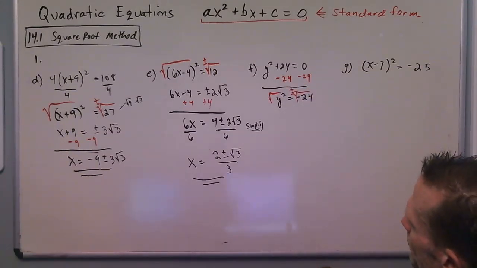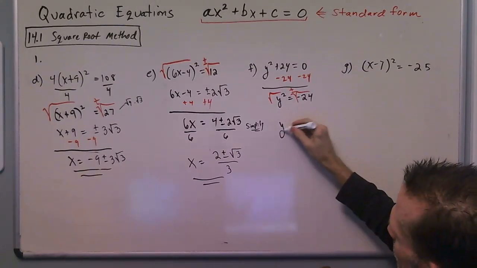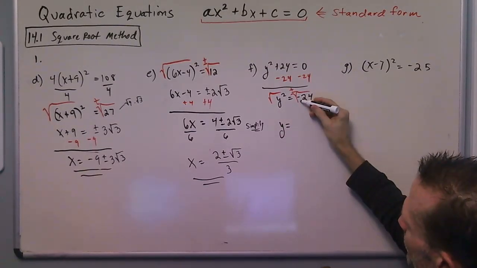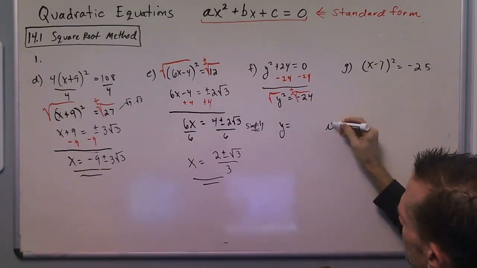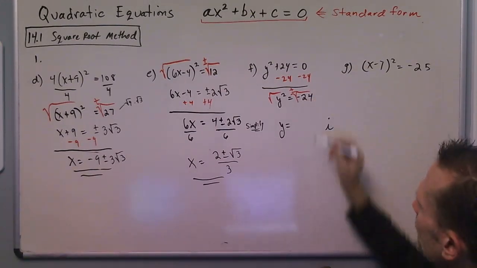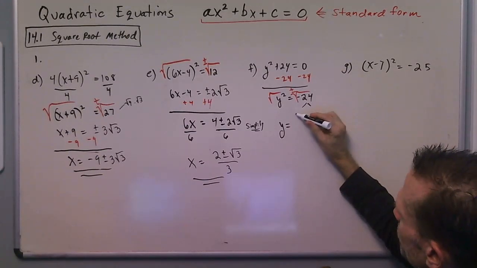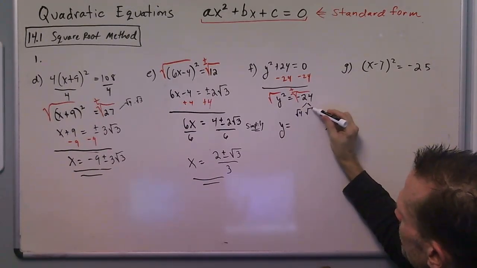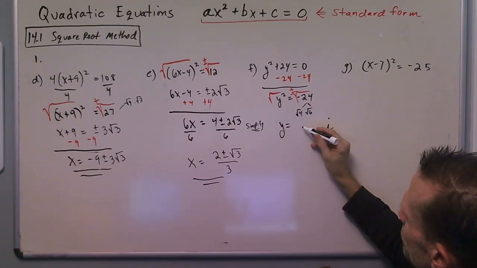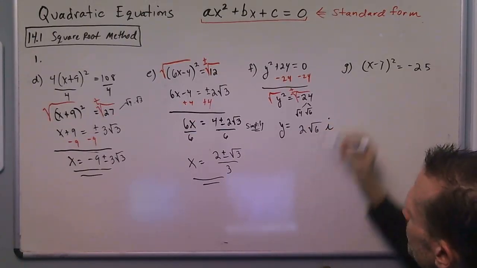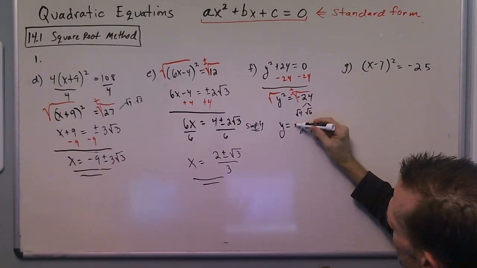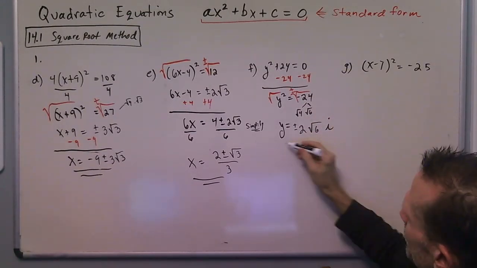And what I get here is y is equal to, well, I have to remember that I just learned about doing the square root of a negative number. I know an i is going to be involved with this. And then when we think about this, we have the square root of 4 times the square root of 6. So we have 2 radical 6 i. Don't forget your plus or minus. I almost did. So we have plus or minus.